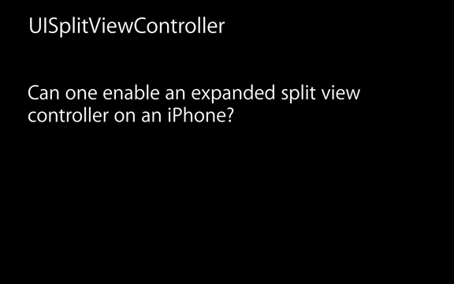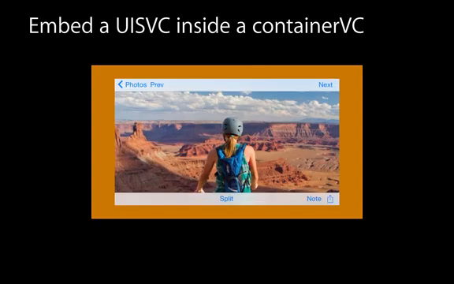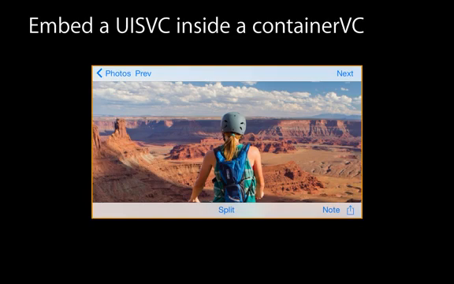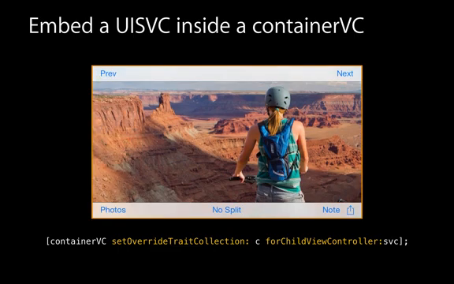I've implied that you can enable the expanded state of a split view controller on the phone already. How do you do that? Well, it's actually quite simple and straightforward. You probably know the answer already. First of all, you're going to take your split view controller and embed it in a parent container view controller as follows. You're then going to call set override trait collection, and inform that child split view controller that it is now in a horizontally regular environment. The second you do that, the split view controller morphs into its expanded or not collapsed state.